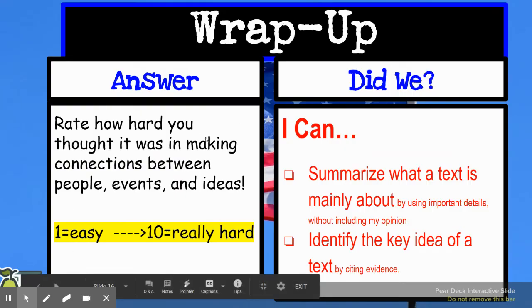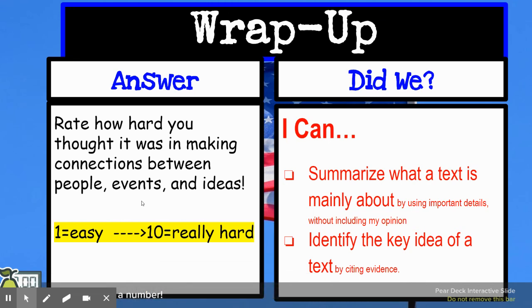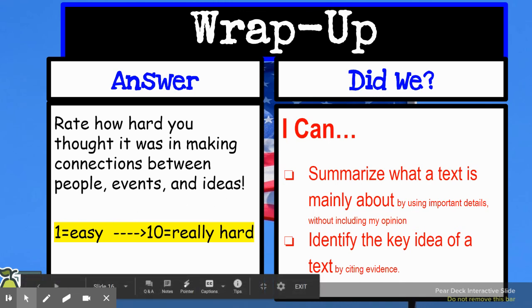And then rate how hard you thought it was in making connections between people, events, and ideas. You will have a little timeline looking thing. Actually, you'll type in a number 1 through 10. Obviously, those middle ones are, I feel okay about it. And then when you submit it, it'll give me a timeline to see where people are at, if they think it was easy or if they think it was hard.